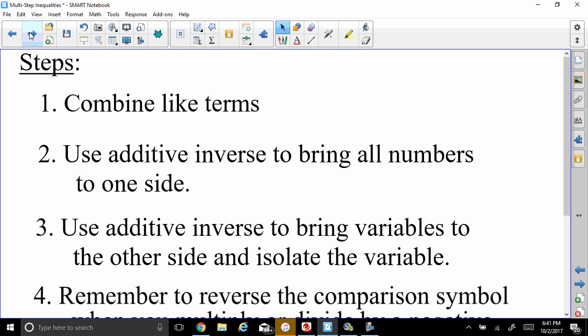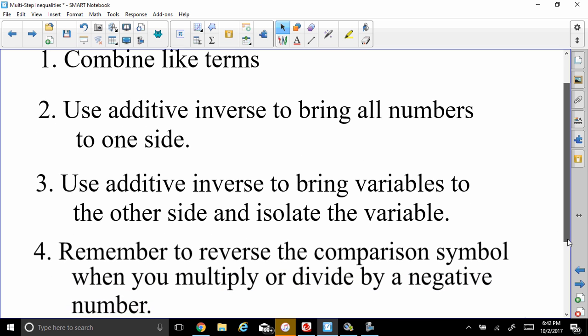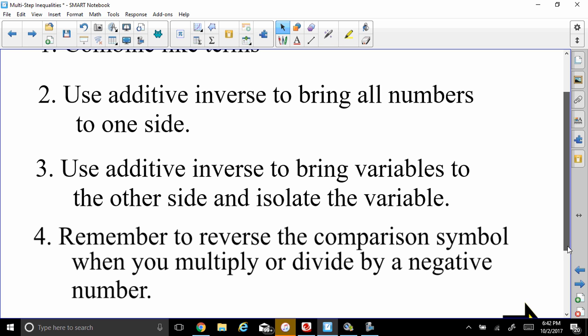So here are the steps. Step 1, combine like terms. Step 2, use the additive inverse to bring all numbers to one side. Step 3, use the additive inverse to bring variables to the other side and isolate the variable. Step 4, remember to reverse the comparison symbol when you multiply or divide by a negative number.